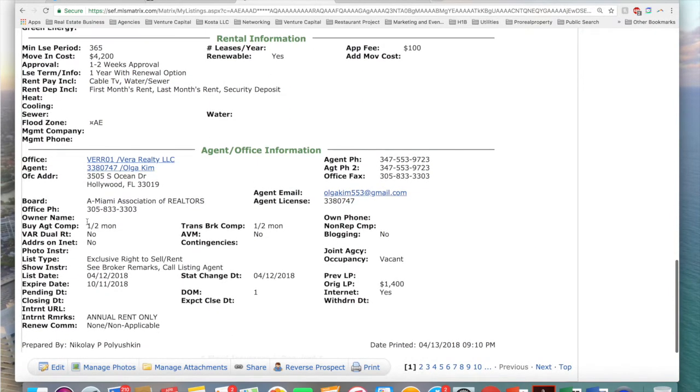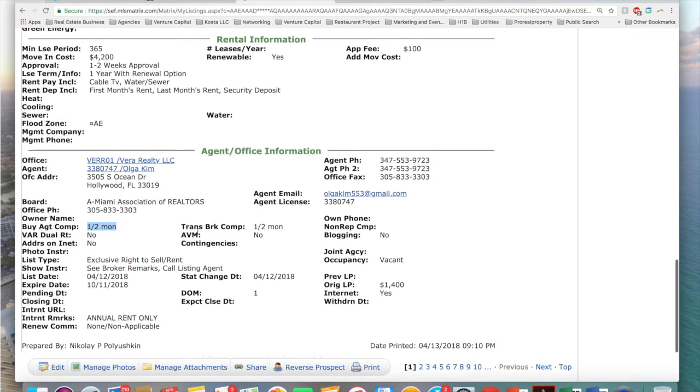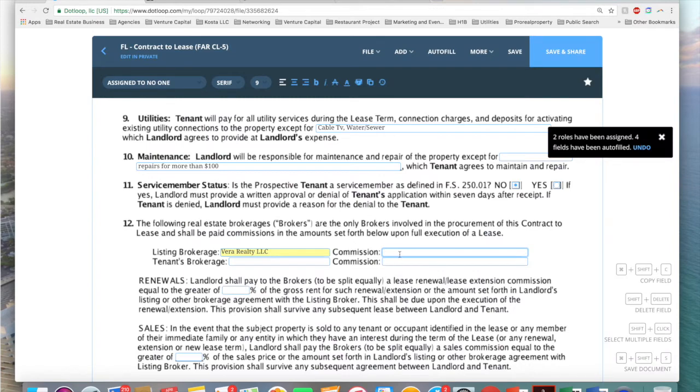Buyer agent compensation for the representative of the tenants is half a month's commission. For the transaction broker, which in our case is Vera Realty, and the buying agent is also Vera Realty, as I'm preparing the contract for myself, the transaction brokerage compensation will be 1.5 months, so we can copy and paste that back to our offer. 1.5 months.